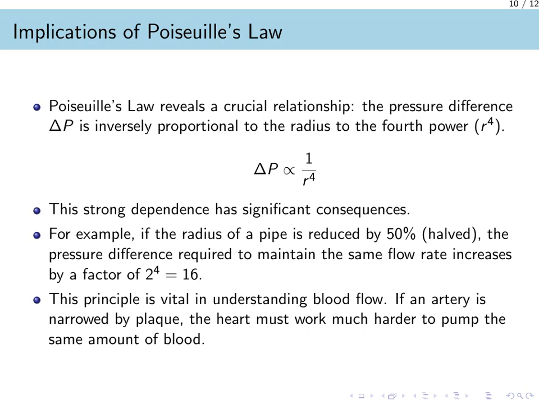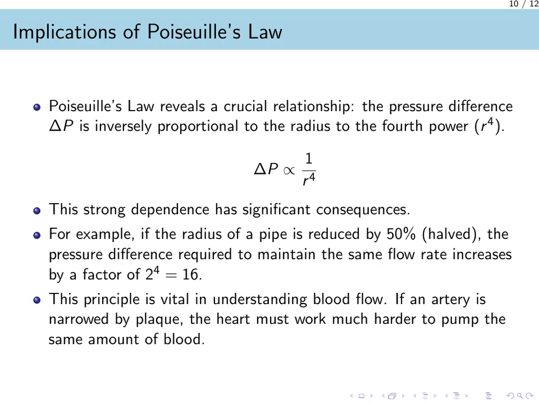The most important takeaway from the equation is that the pressure difference is inversely proportional to the radius raised to the fourth power. This means that even a small change in the pipe's radius has a very large effect on the pressure required to maintain the same flow rate. For example, let us consider what happens if a pipe's radius is reduced by half. Because of this fourth power relationship, the new pressure difference needed will be 2 to the power of 4, or 16 times larger than before. This is a dramatic increase for just a 50% reduction in radius.